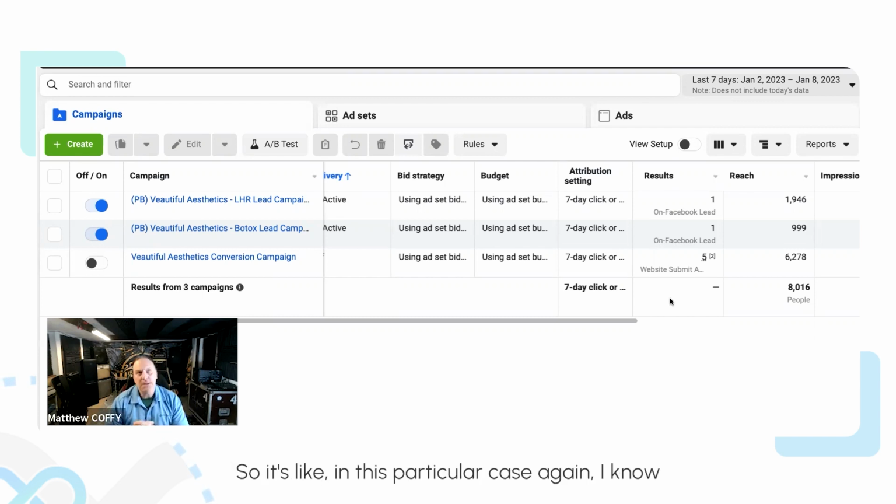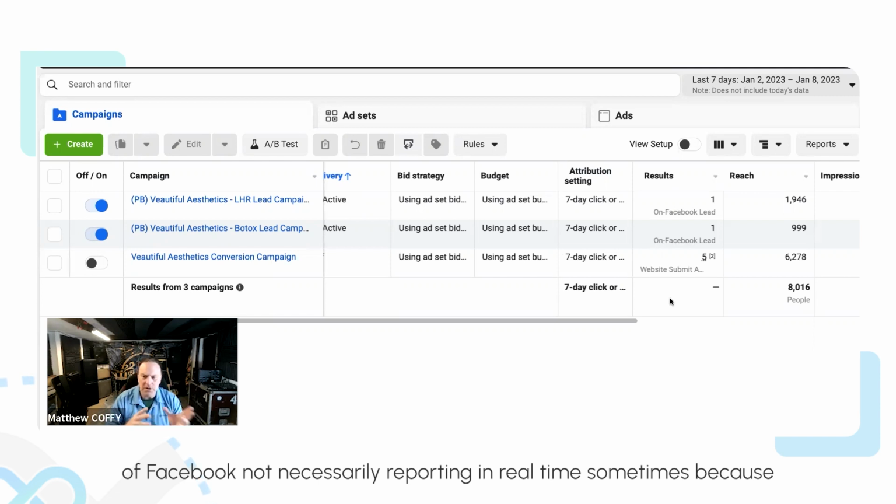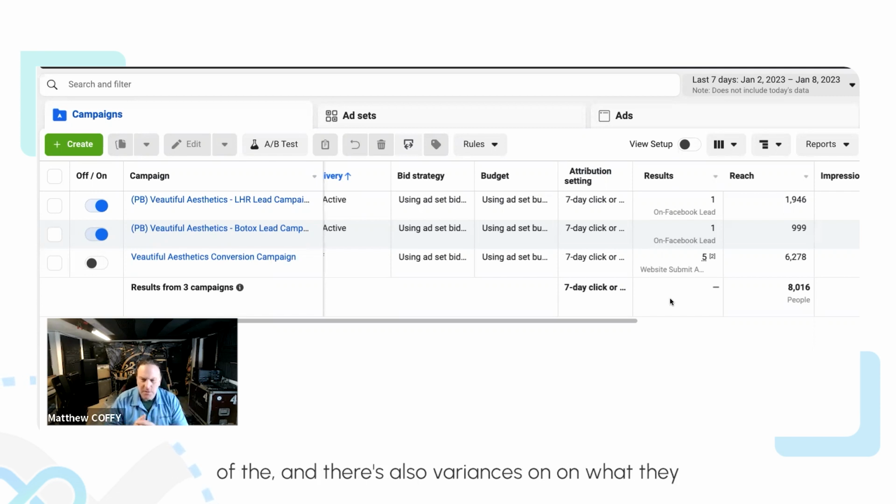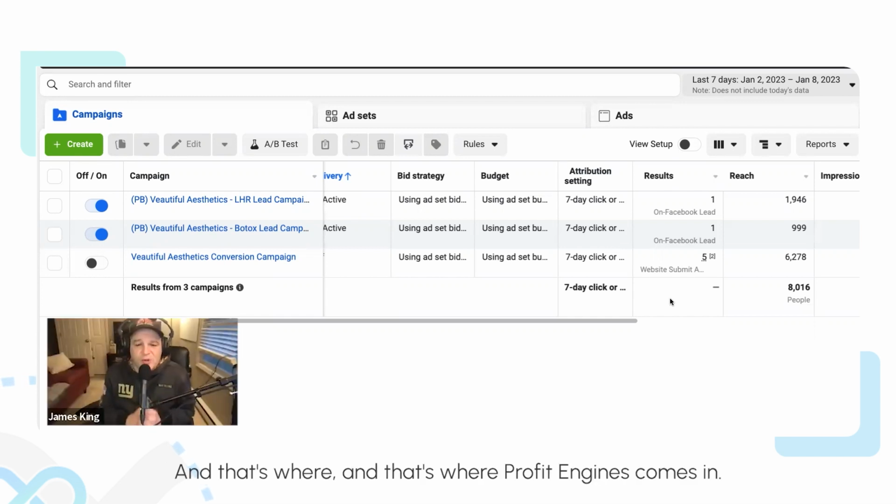So it's like, in this particular case, again, I know you said it's sort of unique, because you kind of see the process of Facebook not necessarily reporting in real time sometimes. There's also variances on what they can report on, right? So we can see leads, but Facebook can't always produce the same exact number because of scenarios where they can't report on iOS or whatever it is, and that's where Profit Engines comes in.